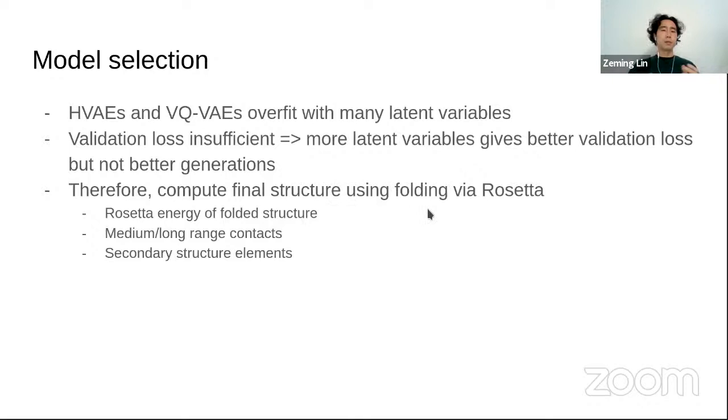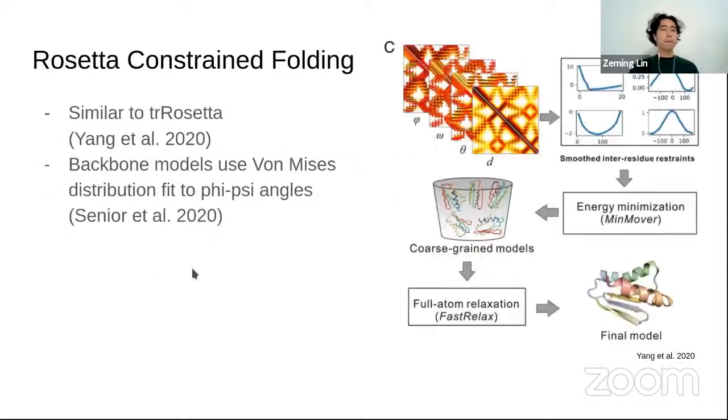We just fold it using Rosetta and look at a few metrics like the Rosetta energy, long-range contacts, and secondary structure. And the way we do this is basically exactly like trRosetta. We generate the angles and the histogram. We smooth the restraints out and add them as restraints to a minimization function, and that minimizes the coordinates with respect to these energy functions. We get a few different models, and then we fast relax the best one with an energy function.